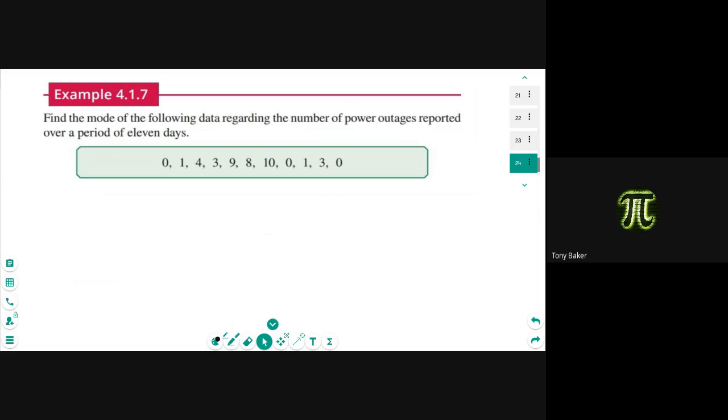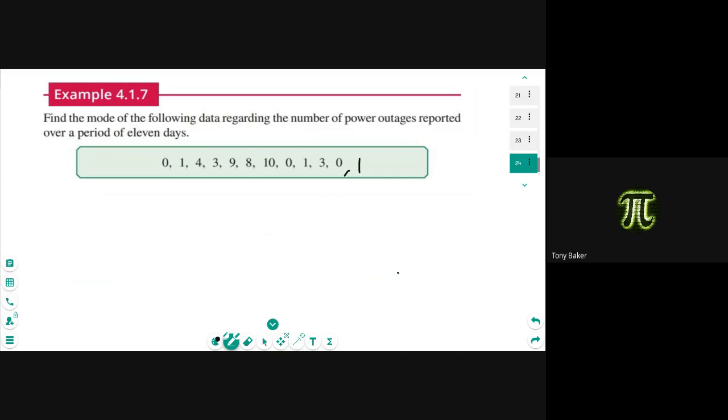So there's no mode if there's... What's the mode now? No mode, or there's two. There's two of them. It's bimodal. There's two modes. So now the mode has a 0 and 1.